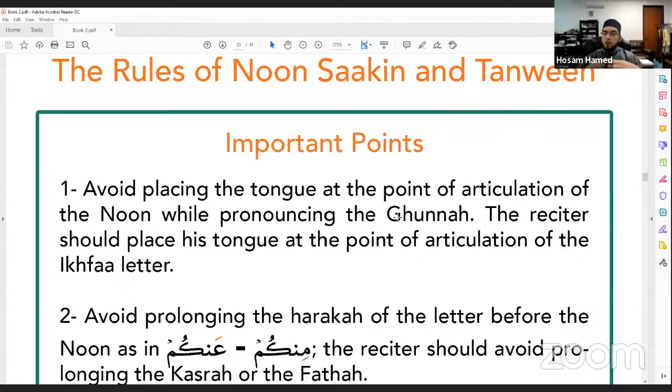This is a common mistake that many people commit, which is whenever they have ikhfa, they put their tongue on the noon and they are making ghunna. For example, instead of saying al-insan like this, they say al-insan. They are clarifying a noon. They are pronouncing noon, 100% noon, but the only thing that they are doing is to make a long ghunna along with that. This is a mistake.